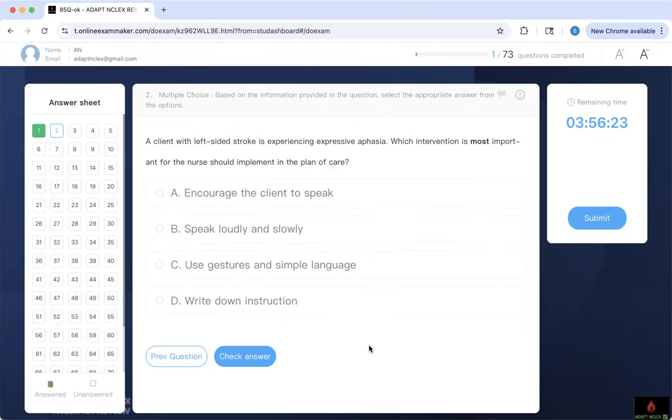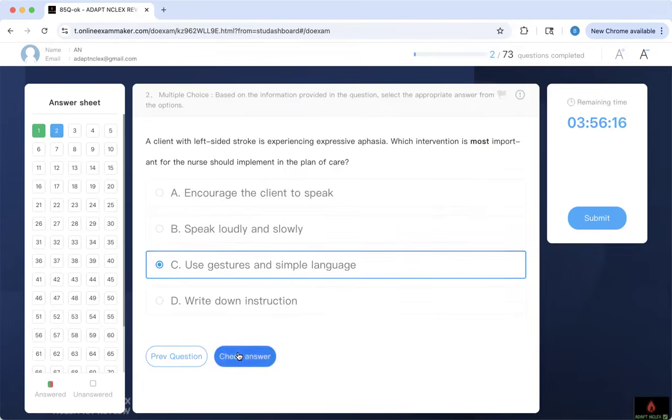Four may be okay, but it's not the best one. Use gestures and simple language so that they can say yes or no. So this is the best answer choice.